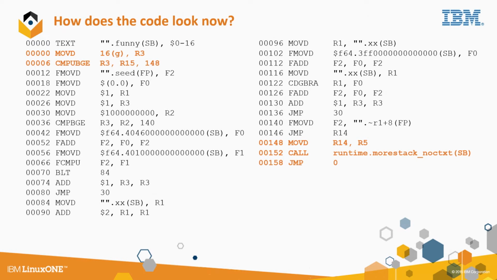So now the code looks a little better. In orange there is the new prologue. It's a 2-instruction prologue, and it has an epilogue associated with it, but that's okay. We very rarely actually get to the epilogue.